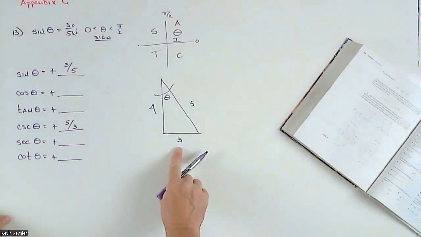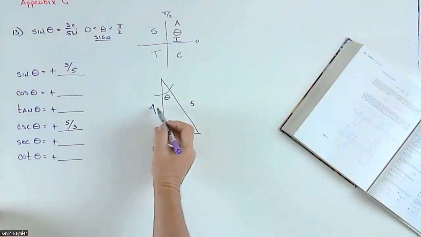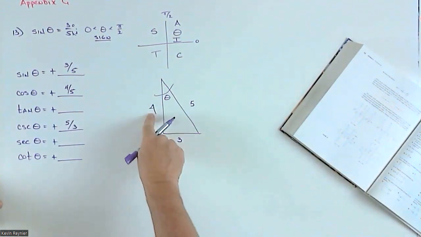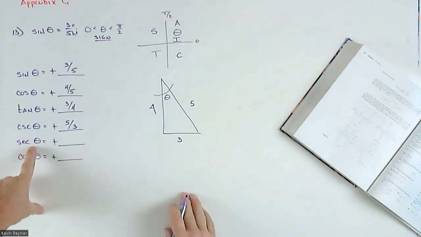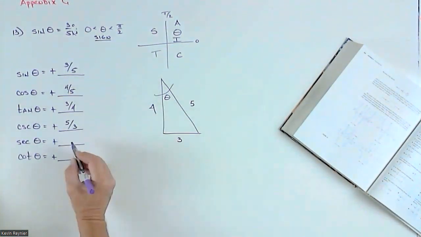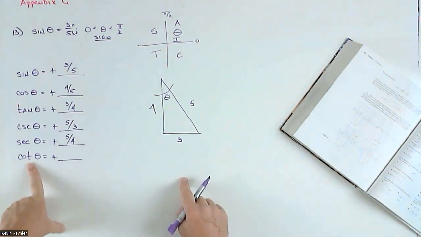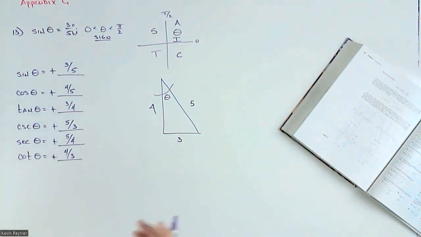Now, theta is right here. How do I know that's theta? 3 is opposite. And now we just fill in the rest. Cosine is adjacent over hypotenuse. Tangent is opposite over adjacent. Secant is hypotenuse over adjacent, or we take the reciprocal of this, whichever way you want to do it. Cotangent is adjacent over opposite. And we're done. That's what they want us to do in problem 13.